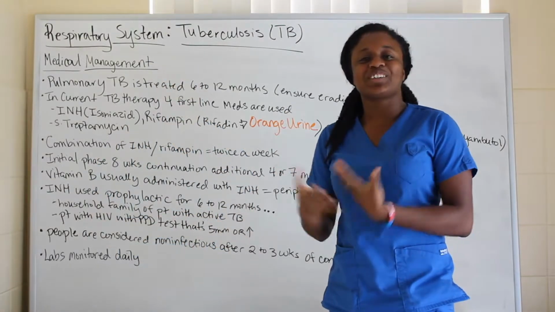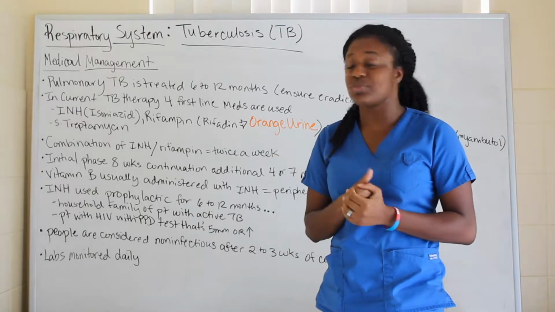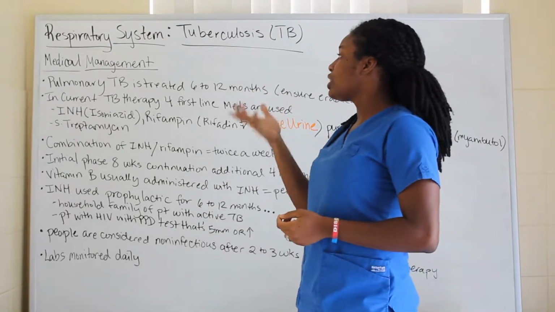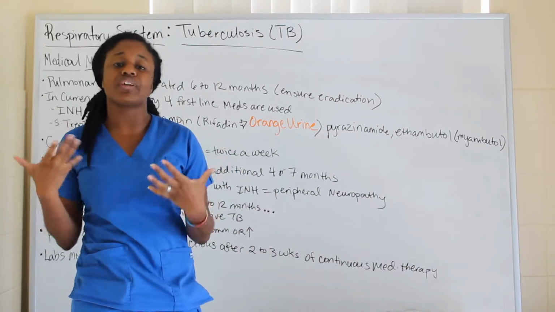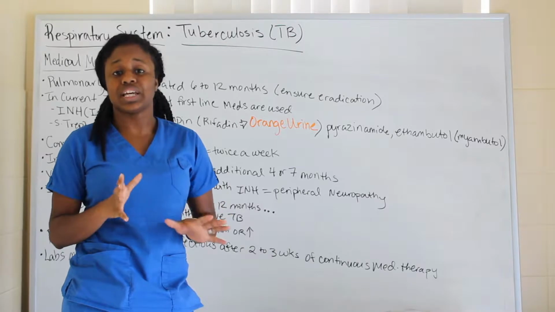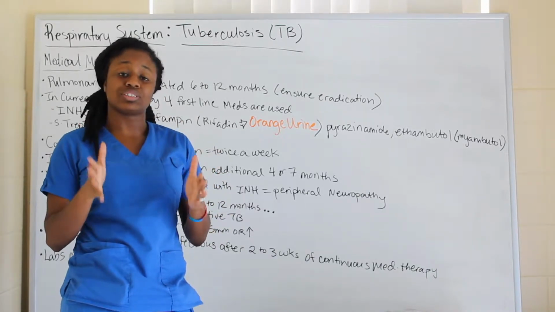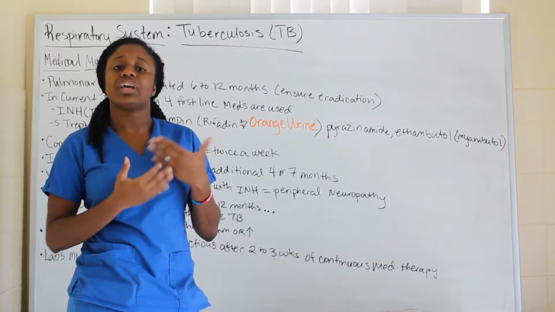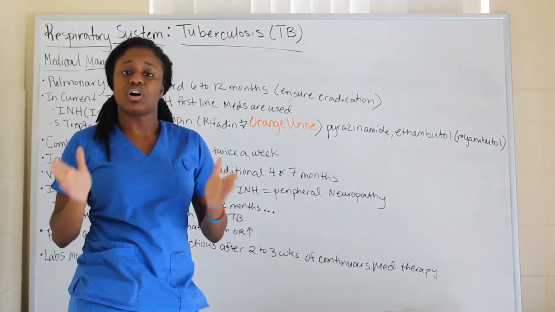Alright, so now we're getting closer and closer to the most important thing that we need to know as nurses, which is pretty much the medical management, right? So pulmonary TB is going to be treated for 6 to 12 months, and I know you're probably saying that is a very, very long time, but you want to make sure that the whole TB is eradicated. You want to ensure that by making sure that they're on that treatment for a very long time, because with TB, it can build resistance very easily if the medication is not taken for a long period of time.